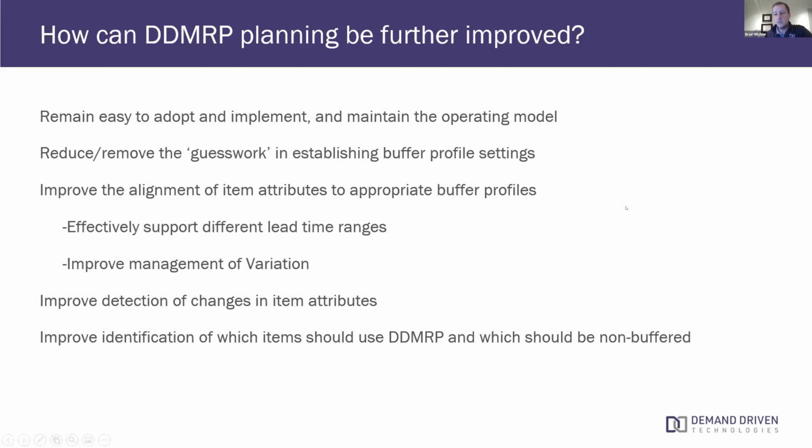Where we can continue to improve methodology is in the adoption, implementation, and maintenance of the operating model. So today, the implementations for DDMRP are really quite easy, fast time to value, etc. But again, there's a lot of guesswork in establishing the buffer profile settings. It requires heavy consulting, a lot of data analysis to really hone in and group items properly to make sure we have good settings.